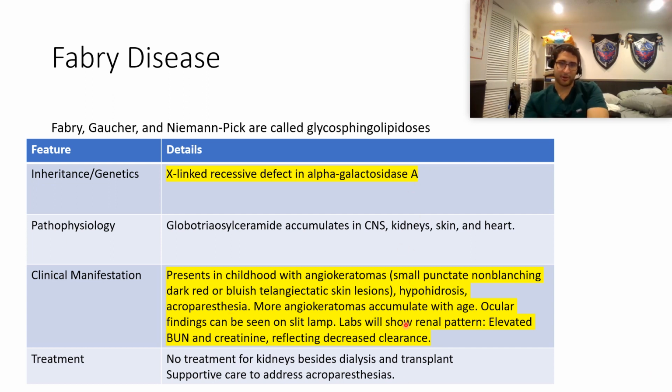Other things that happen are hypohidrosis, and they'll have angiokeratomas, which are small, punctate. You want to think of it as if the fangs of a viper punctured the skin like that. All right, these small punctate, non-blanching, meaning when you press on them, the color doesn't go away, dark red skin lesions. All right, so that's sort of what you're going to see in Fabry disease.